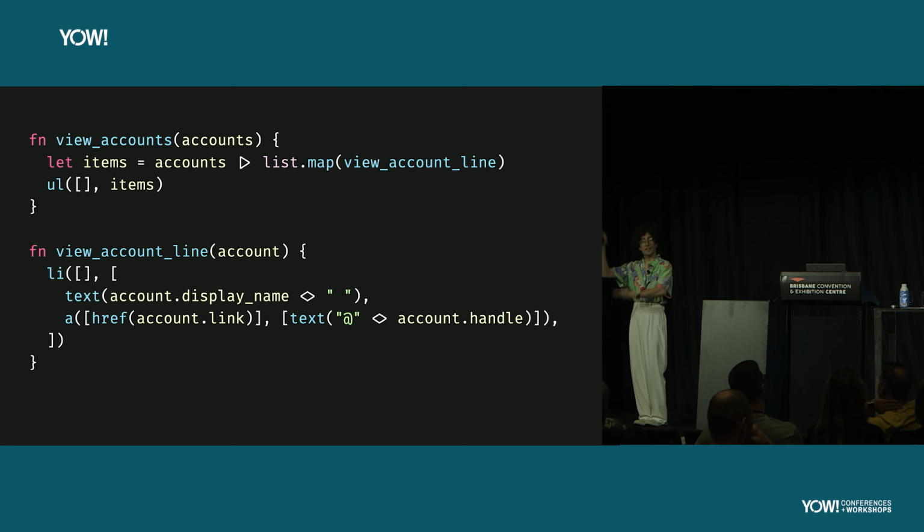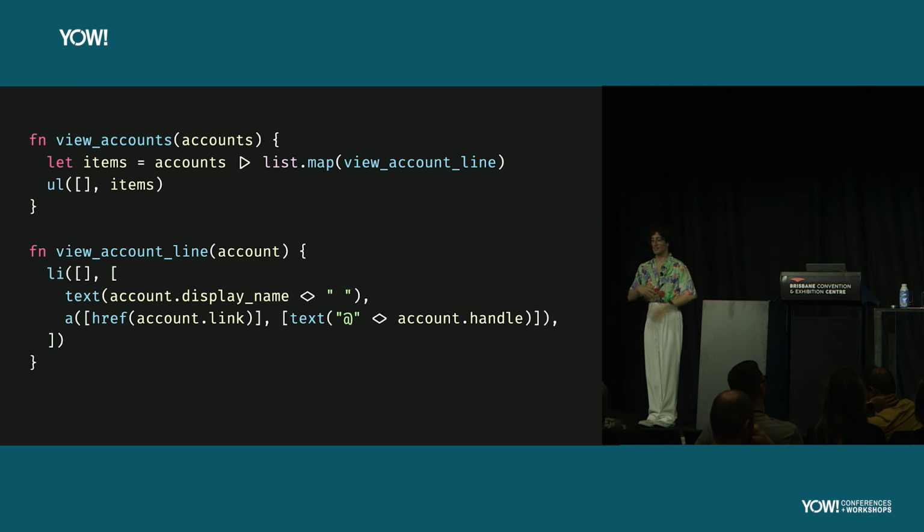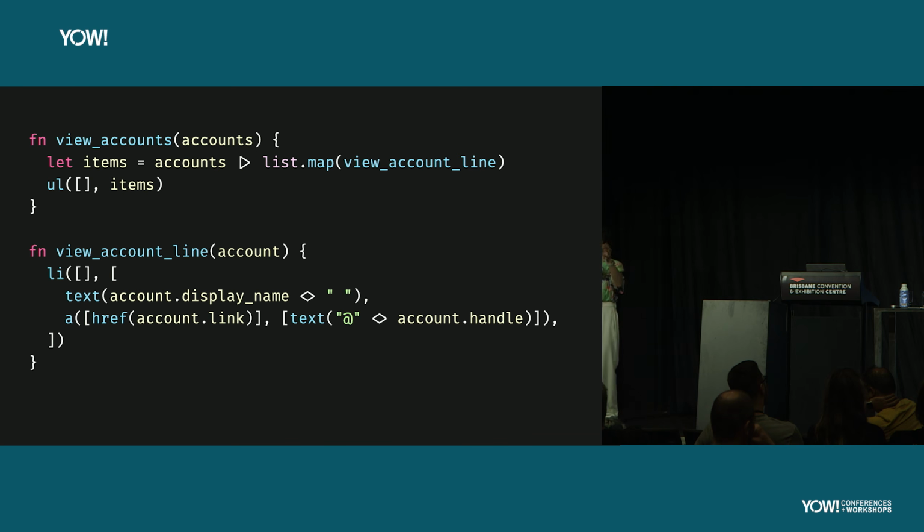So I'm splitting this into functions because for me, this makes it more readable. And I have a function that displays just a single account as a list item. So it has some text, it has a link, again, pretty straightforward. And then I'm reusing this function and applying it to a list of accounts to produce an unordered list.